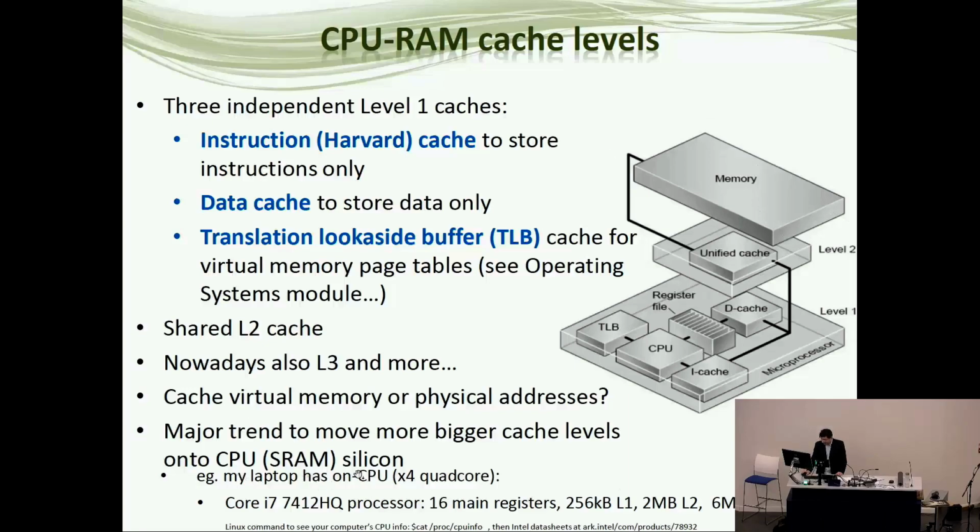So just an example, my current laptop has 16 registers. It's got 256 kibibytes, we have to call this now, in level 1. It's got 2 mebibytes in level 2 and 6 mebibytes in level 3. If you want to see your own computer's CPU and memory info, here's a command you can type into a Linux terminal that will give you similar numbers to this.